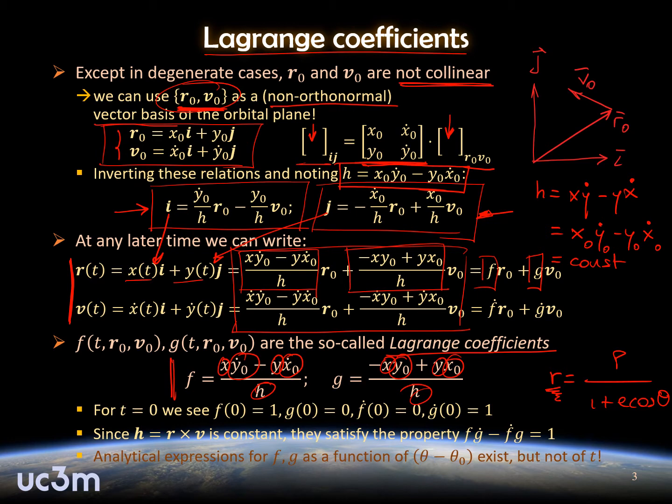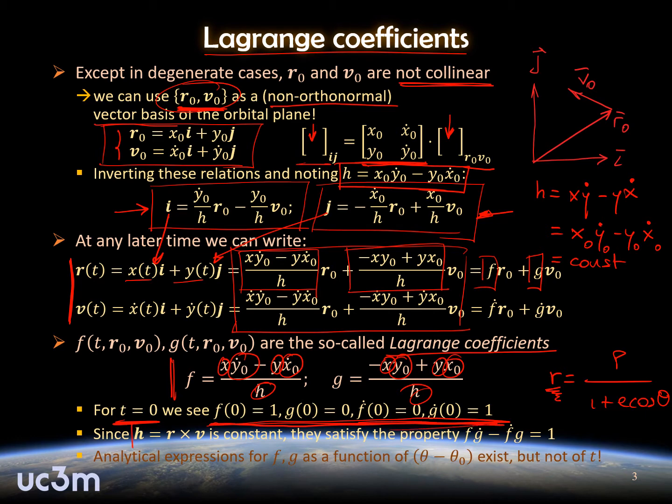Some interesting aspects of these functions is that if we particularize f and g at t equals 0, we have to match the fact that r is equal to r0 and v is equal to v0 at t equals 0. So that means that the functions have to look like this. So f0 is 1, g0 is 0, and the derivatives are 0 and 1 respectively.